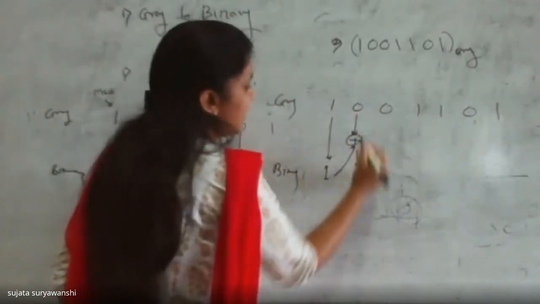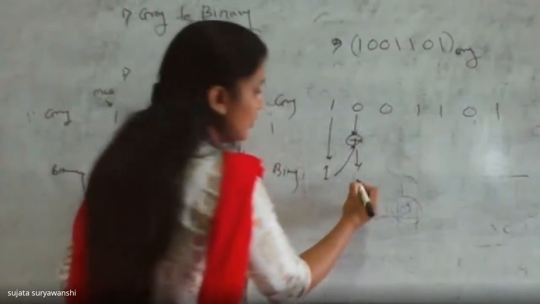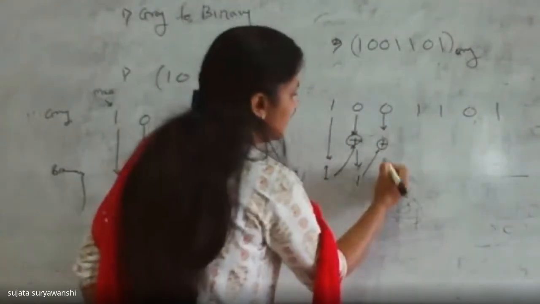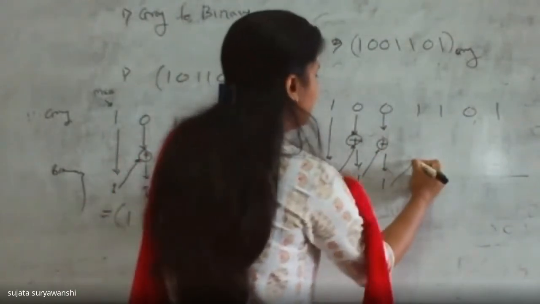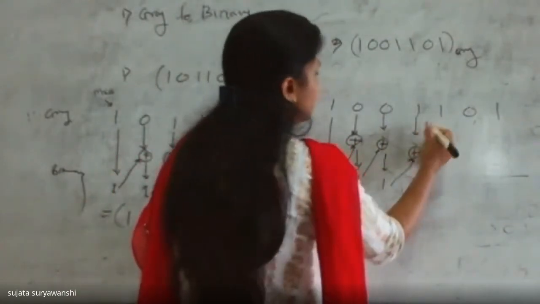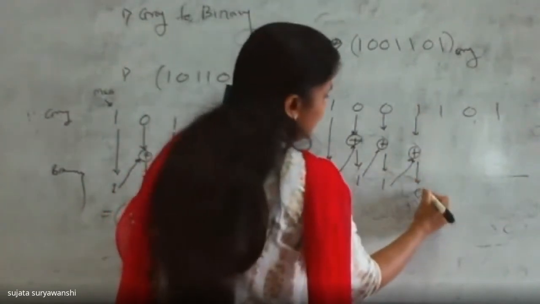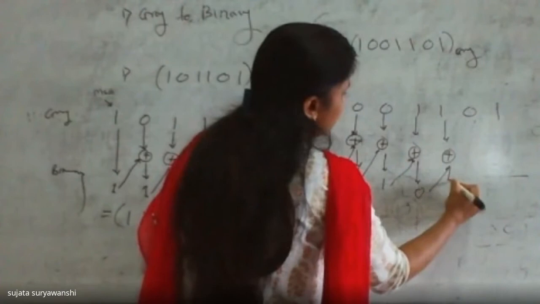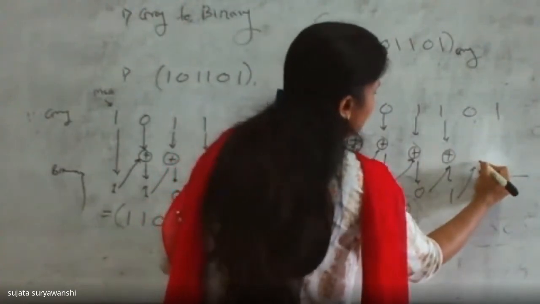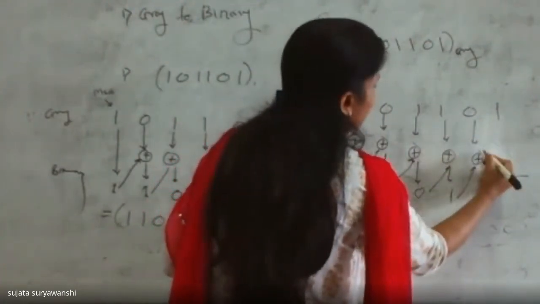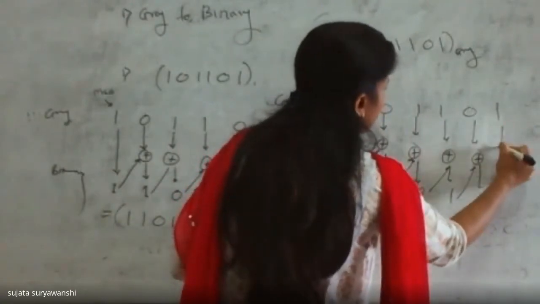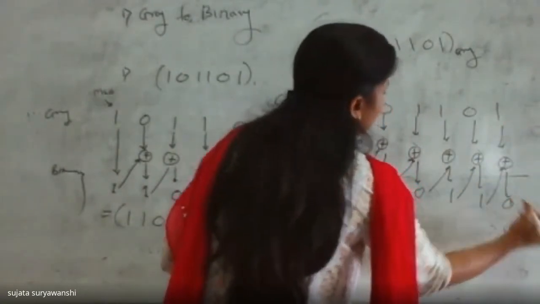Okay, so 1 XOR 0 is 1. Then this 1 should be again XORed with the next bit: 1 XOR 0 is 1. Again this 1 should be XORed with the next: 1 XOR 1 is 0. Again this 0 should be XORed with 1, it is equal to 1. And again this 1 should be XORed with 0, it is equal to 1. And this 1 should be XORed with 1, it is equal to 0.